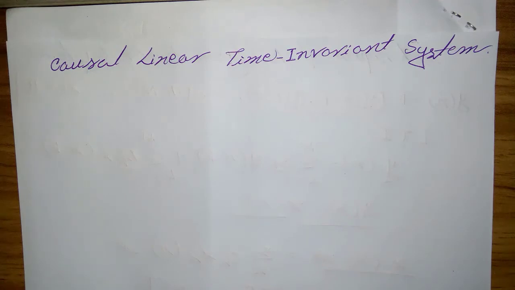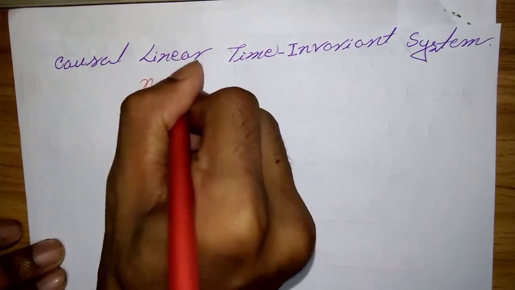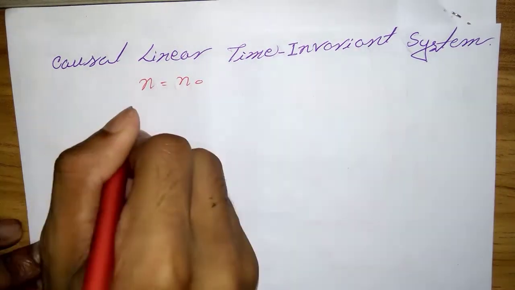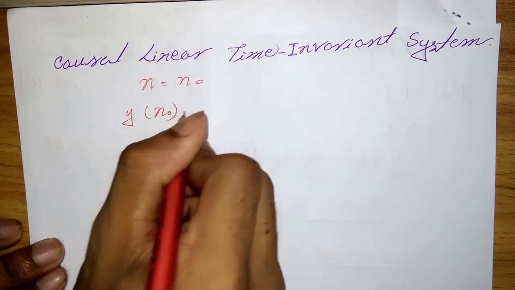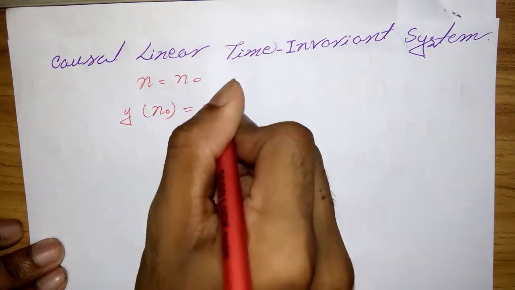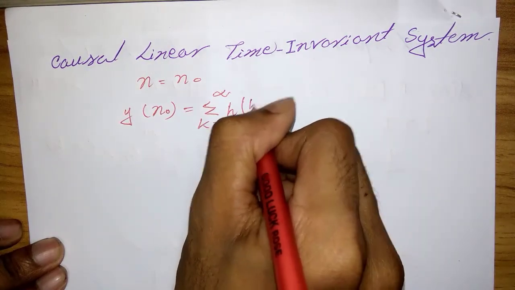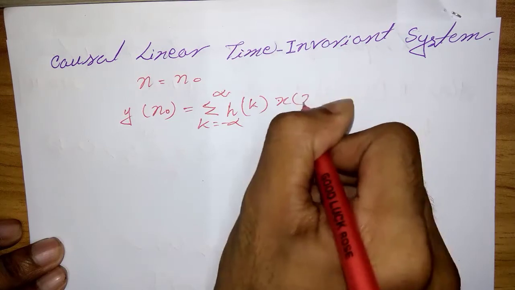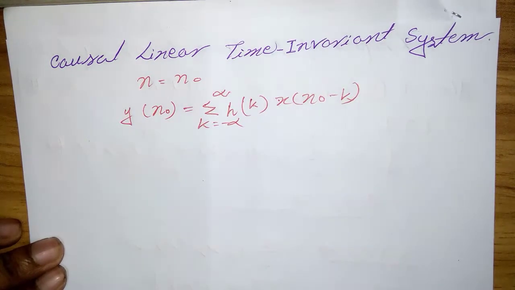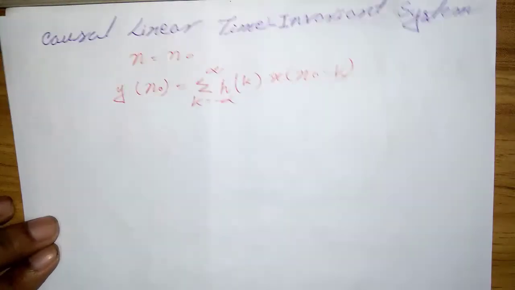linear time invariant system having output at time n equal to n naught, given by the convolution formula y of n naught equals the sum over k equals minus infinity to infinity of h of k x of n naught minus k. Clear? Suppose that we subdivide the sum into two sets of terms.